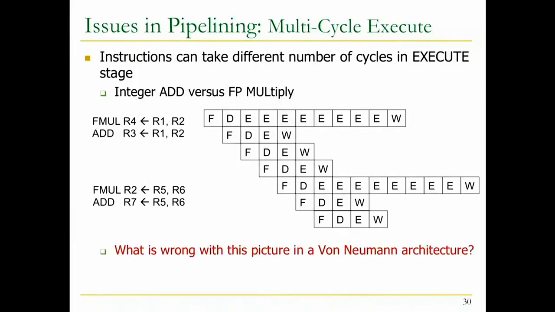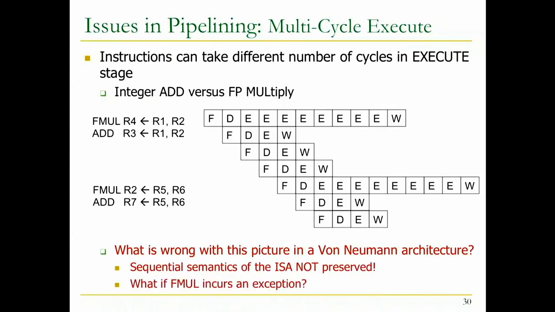In a von Neumann architecture, I will assert that this is wrong. Why is this wrong? Yes? Because the writes should be sequential. Exactly. Basically, we've updated the architectural state in a non-sequential manner. Von Neumann architecture states that every instruction should finish sequentially. Right? Whereas here, the add instruction wrote the register file before the multiply, whereas the multiply came earlier in the program order. Basically, we did not preserve the sequential semantics of the ISA, and that's a problem.